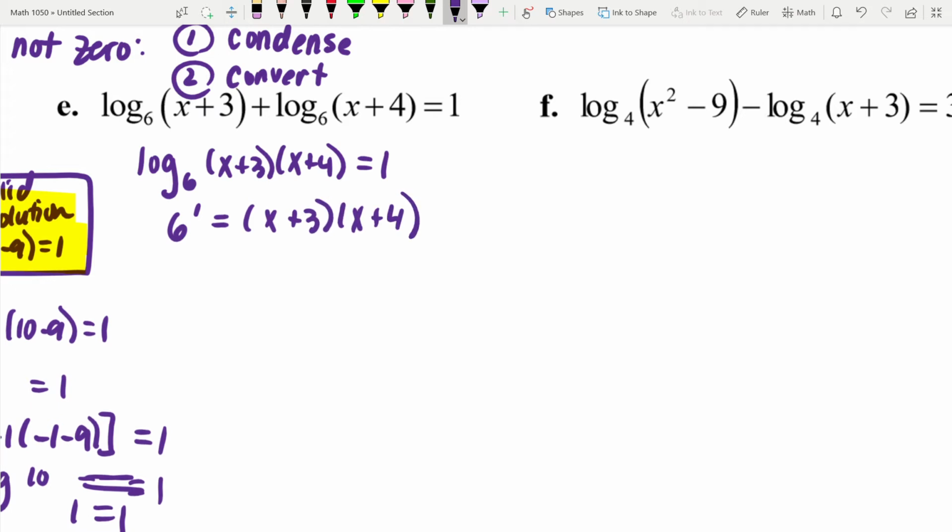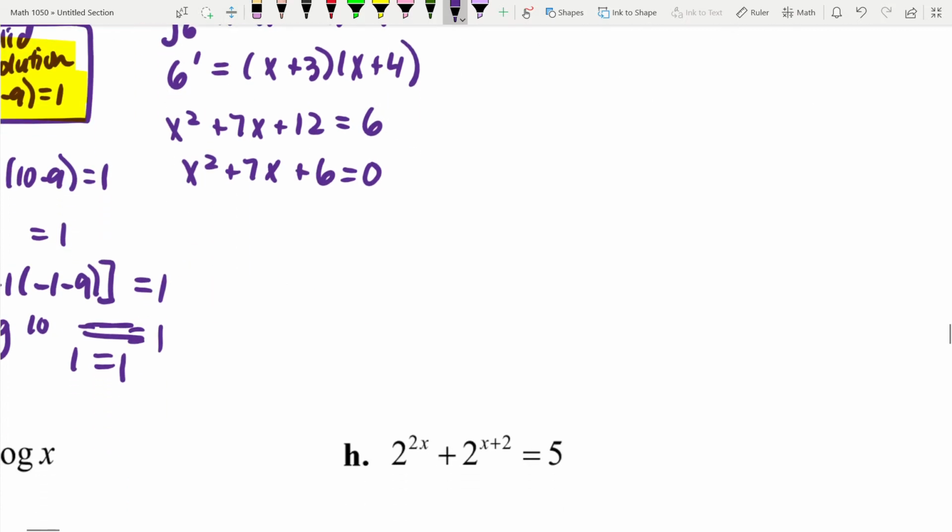People get really confused right here. What do I do? Can tell me with 1 word. Multiply the x plus 3 times x plus 4. So multiply. FOIL it out. You get x to the second plus 7x plus 12 equals 6. What do I do? All on one side. So it's x to the second plus 7x plus 6 equals 0.